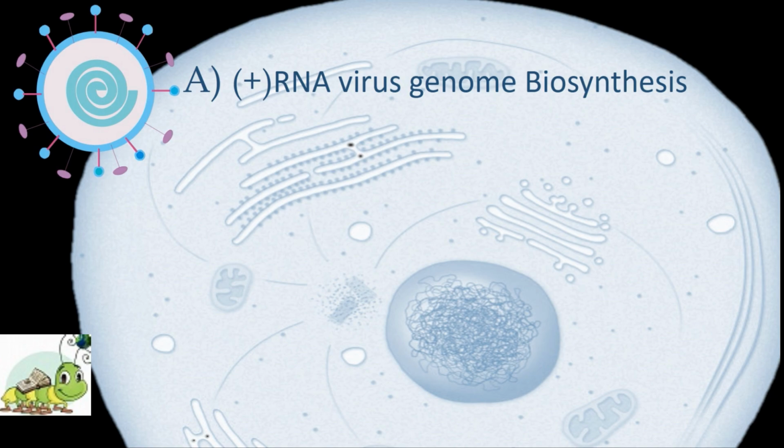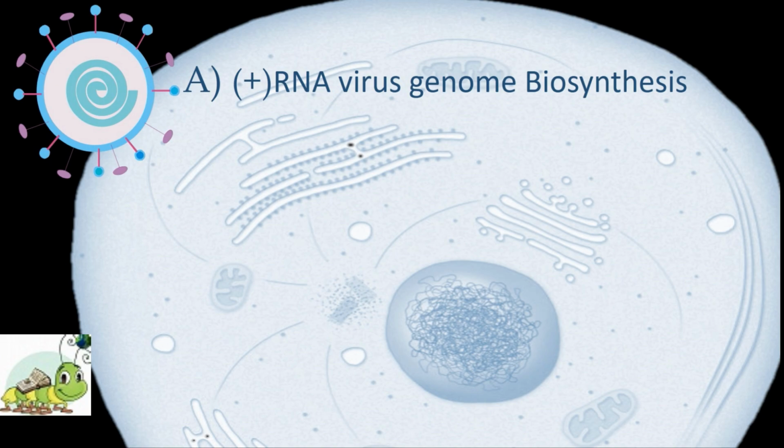So first I will discuss the positive RNA viruses. This comprises a large group of viruses including picorna, toga, flavi, calci and coronaviruses. The positive RNA genome resembles mRNA.